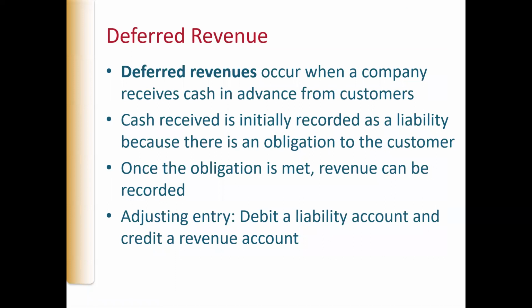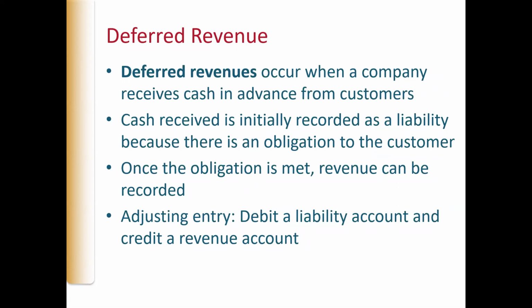Now, we started talking about deferred revenues last week. I told you this is the only payable you will ever see that doesn't have the word payable, right? Deferred revenues happen when a company receives cash in advance from customers. Cash received is initially recorded as a liability because we owe something to the customer. We owe them a service or a product or a job. But once the obligation is met, then we can record the revenue and we can get rid of the liability.